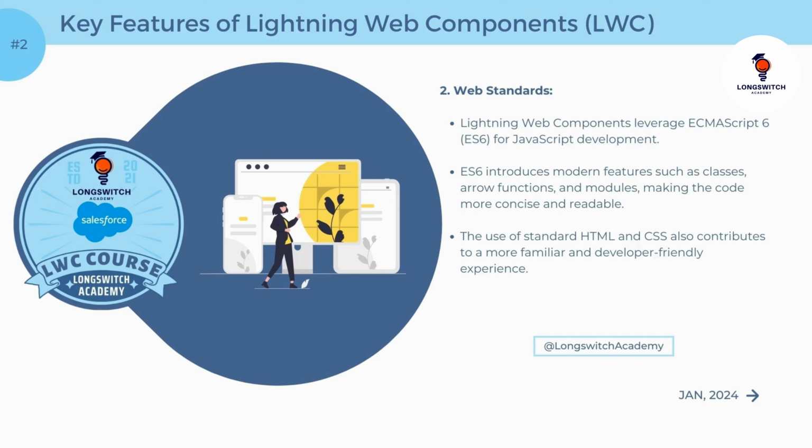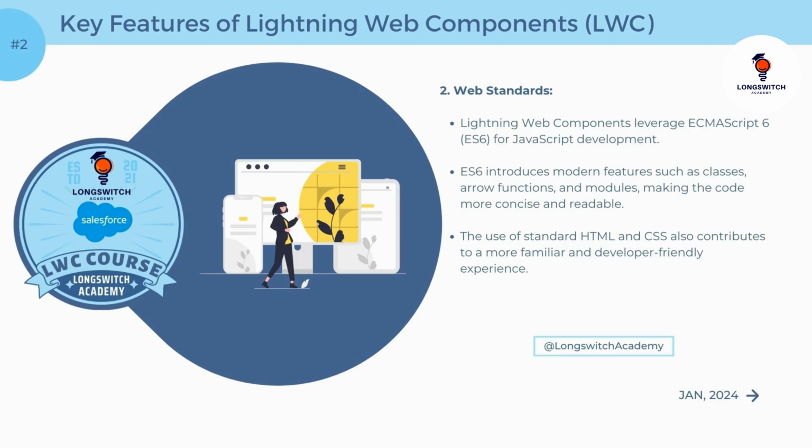It brings in features like classes for organized code, arrow functions for simpler syntax, and modules to keep things modular. This modern touch not only made coding smoother but also made the code shorter and easier to understand. As the team explored this, they found that Lightning Web Components not only worked well with ES6 but also kept things simple. They used standard HTML and CSS, which are like the basics in web development. This made it easier for developers, giving them a friendly environment to work in.